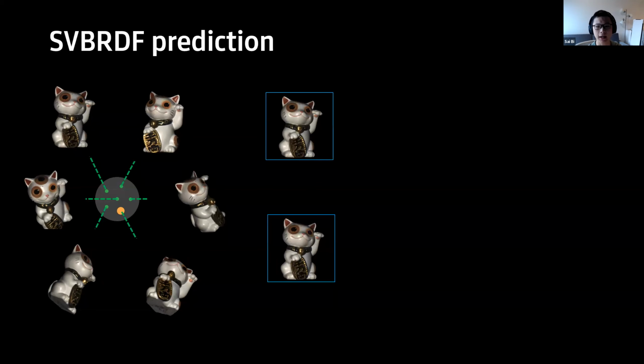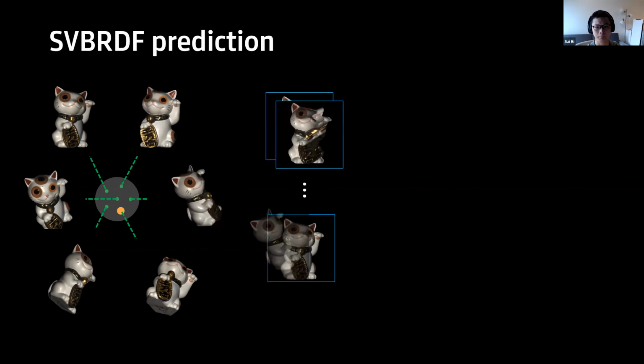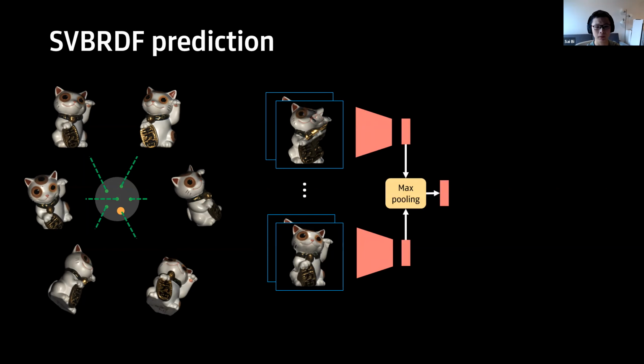Instead of stacking all the warped images together, we form the reference image and the warped images as pairs, and we feed each pair to an encoder network. This is done for all the input views, and therefore, for each input view, we get some intermediate features. Note that here, all the encoders share the same weights. Then these intermediate features go through a max pooling to get a common feature representation that encodes multi-view information.